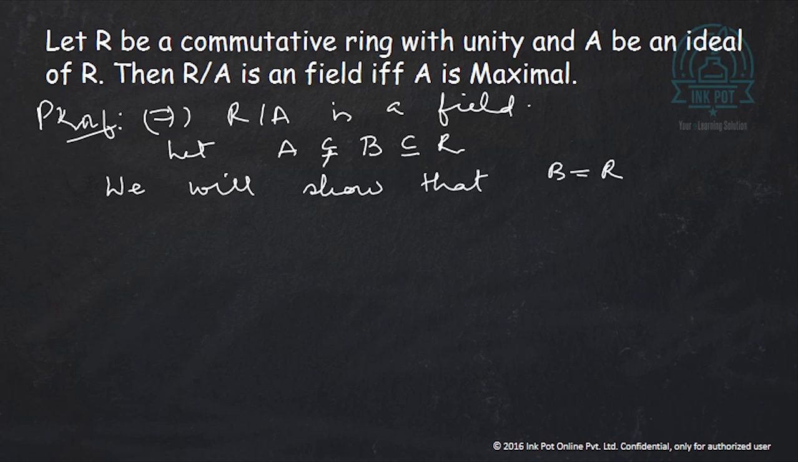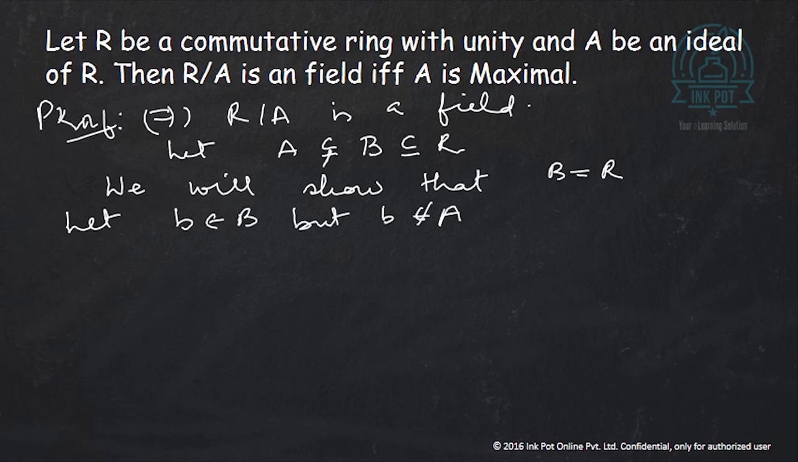Okay. So clearly B is contained in R. Now we have to show that R is contained in B. So because A is properly contained in B, it means that B has an element which is not in A. So we let small b be the element in B which is not in A. That is, b belongs to B, but b does not belong to A.